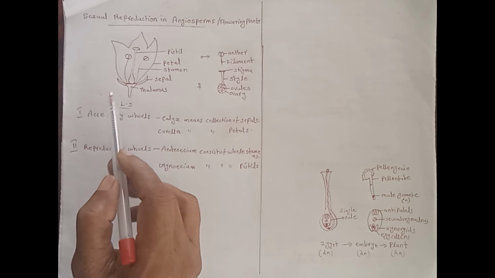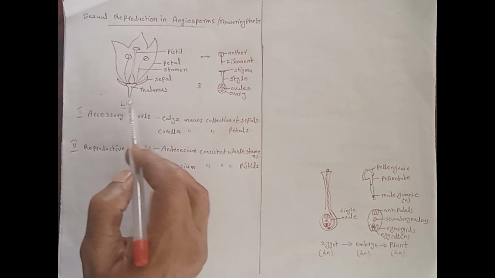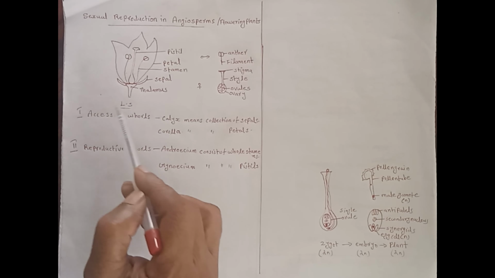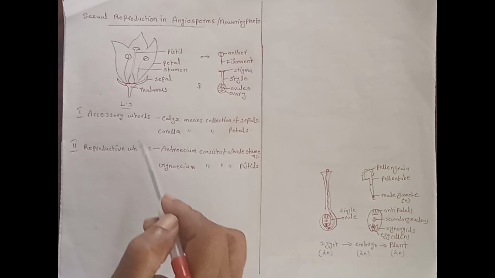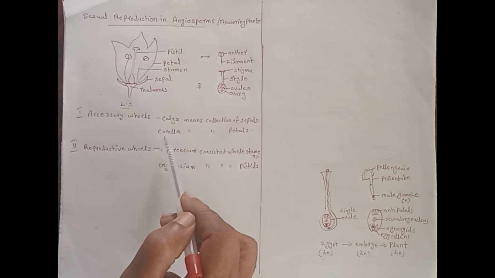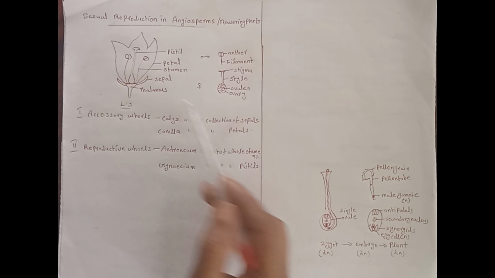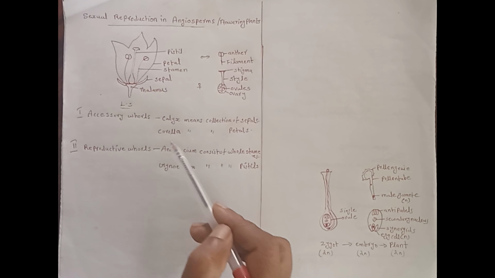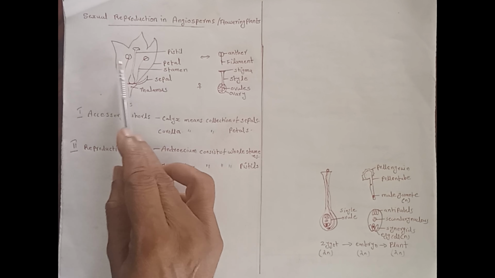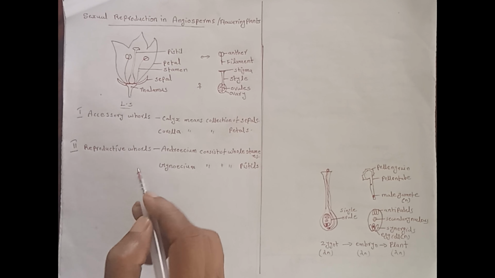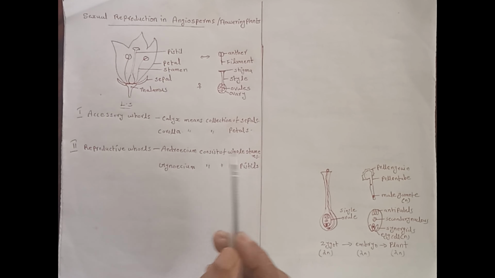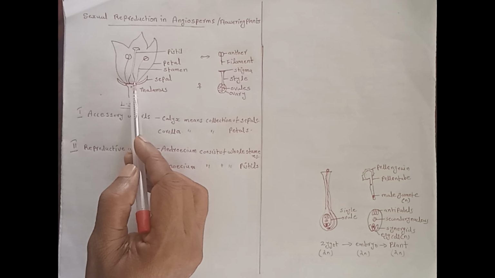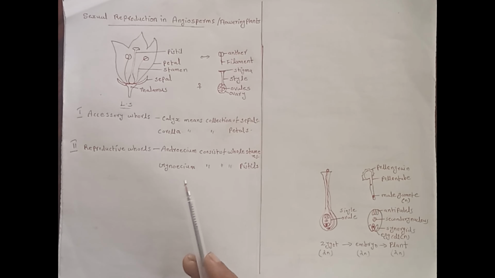Now we check the LS of a typical flower, with mainly two whorls, accessory whorls and reproductive whorls. Accessory whorls include calyx and corolla. Calyx means the collection of sepals of a flower, and corolla means the collection of petals of a flower. Then reproductive whorls include androecium and gynoecium. Androecium consists of all stamens arranged on a flower, and gynoecium means the pistils.